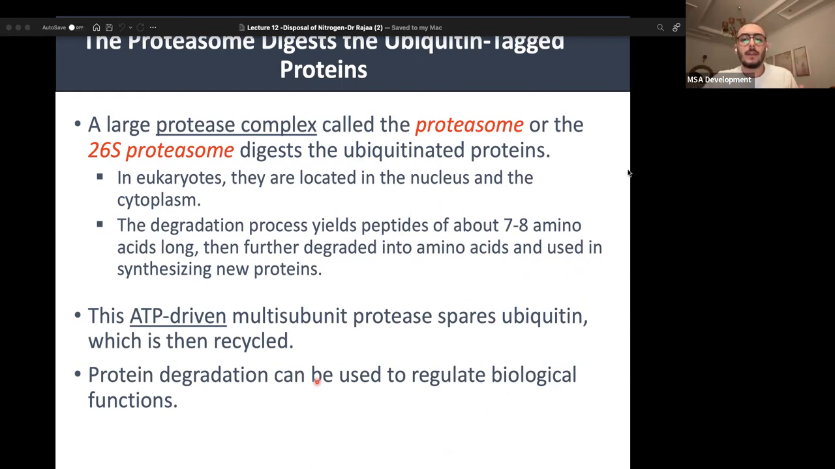Where is it digested? In something called the proteasome. Proteasome will come and digest the ubiquitinated, as written here, proteins, or the tagged proteins. It's called the 26S proteasome. Now your body will not digest the ubiquitin. It will only digest the amino acid. This is the job of the proteasome.